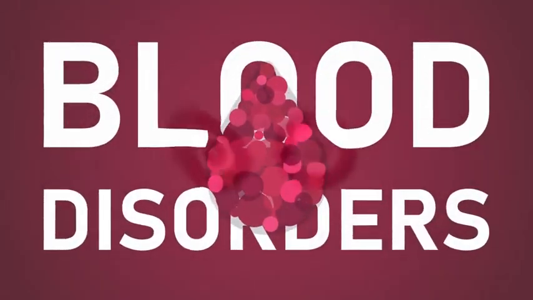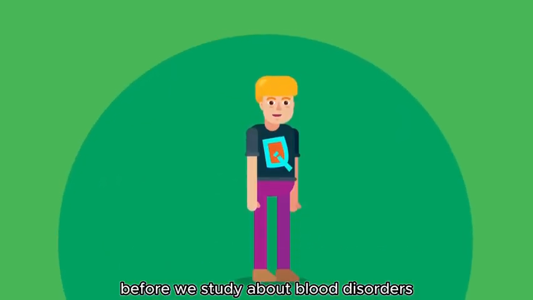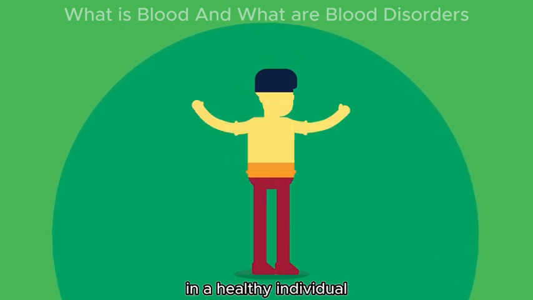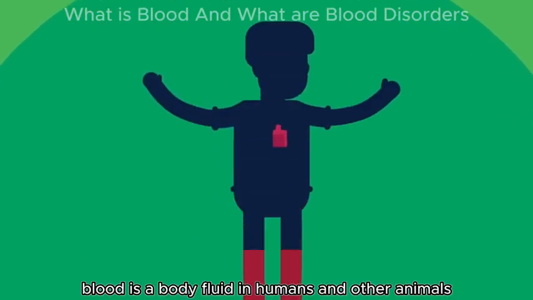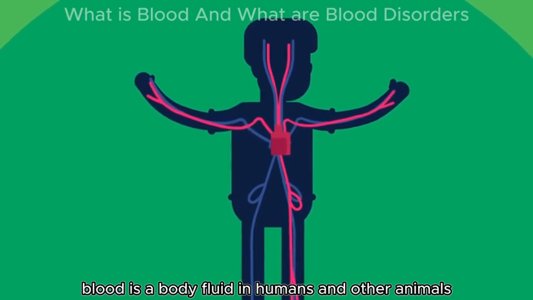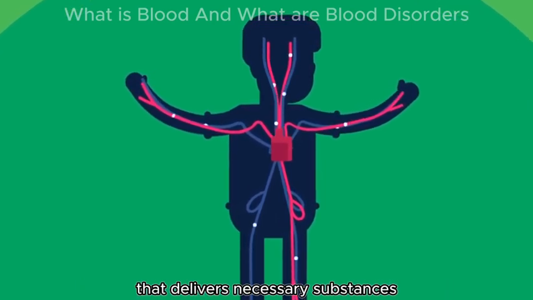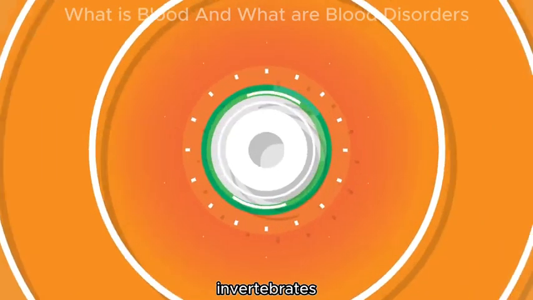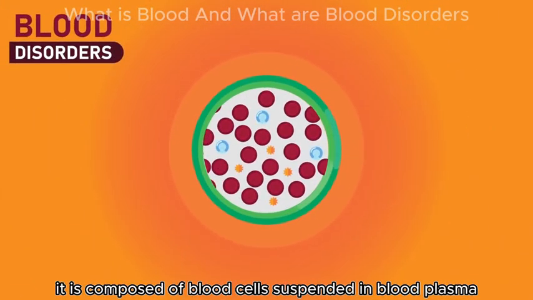Blood disorders. Before we study blood disorders, we must know the composition of blood in a healthy individual. Blood is a body fluid in humans and other animals that delivers necessary substances such as nutrients and oxygen to the cells. In vertebrates, it is composed of blood cells suspended in blood plasma.